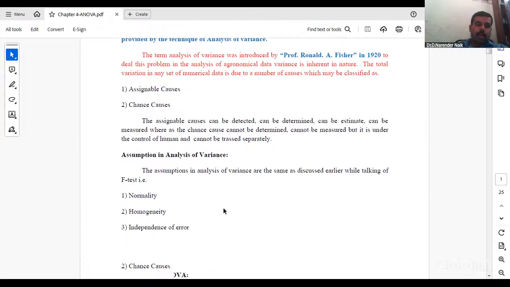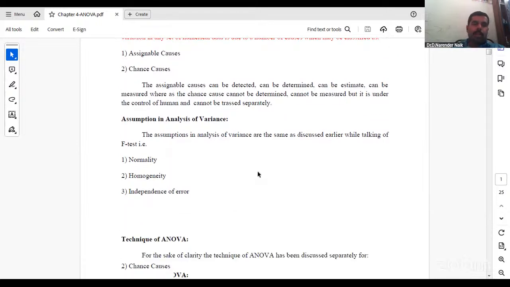The next one is assumptions in the analysis of variance. So what are the assumptions? Generally, in any area, assumptions will be there. So in analysis of variance, there are some assumptions to be discussed. Coming to the F test here: F test, analysis of variance test, ANOVA test, or Ronald A. Fisher test. All the names are similar, and the examiner will ask in any way. So the first assumptions are normality, homogeneity, and independence of error.